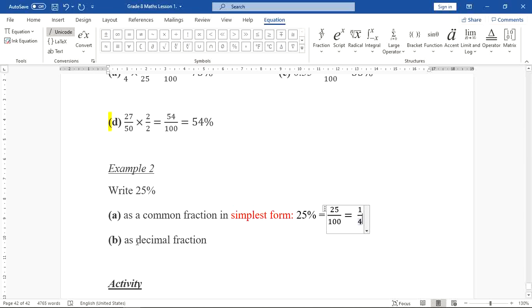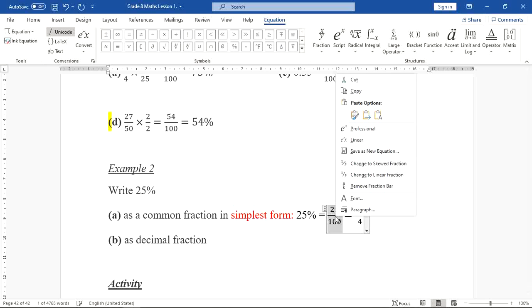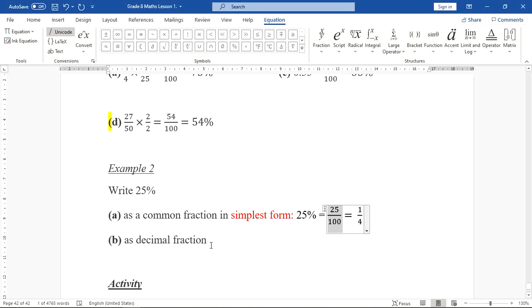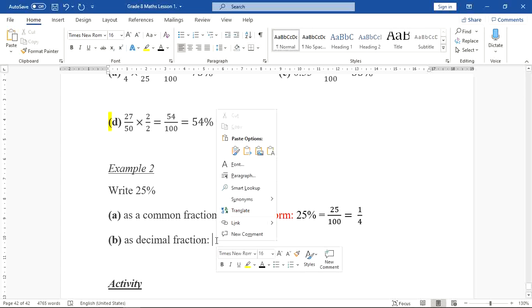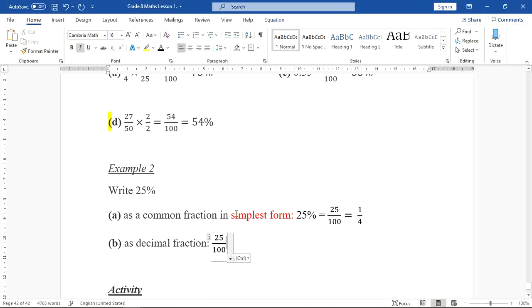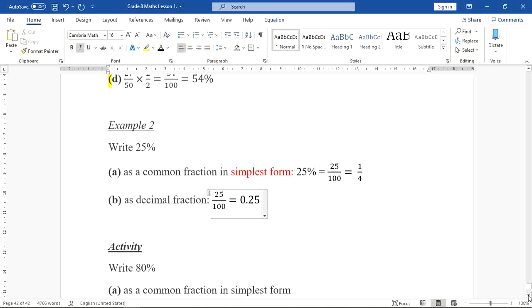So now we should write it as a decimal fraction. So we can just take it from here and say the decimal fraction of 25% is none other than 0.25, and that's it. And voila.